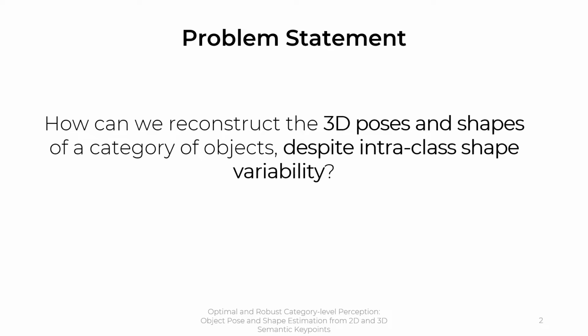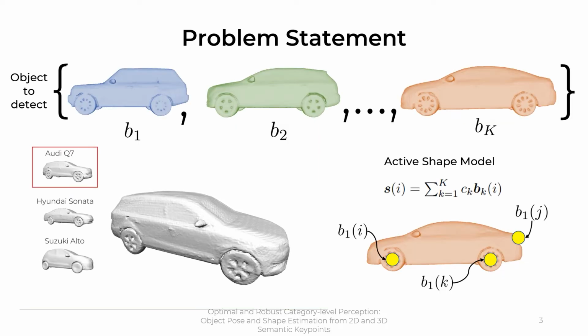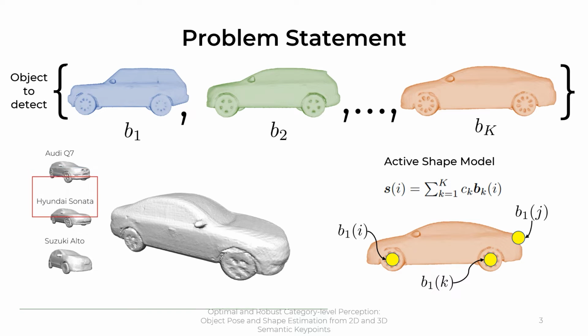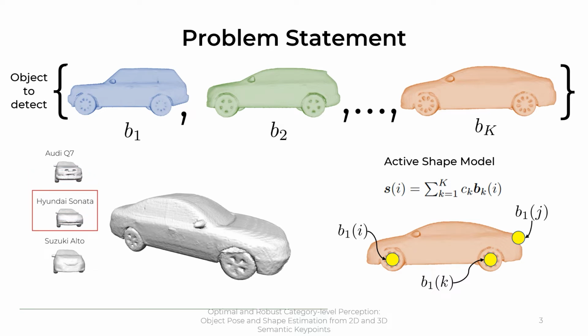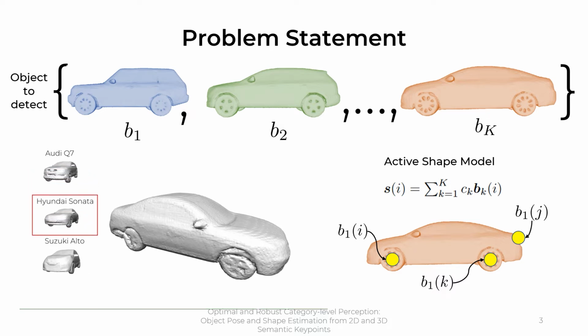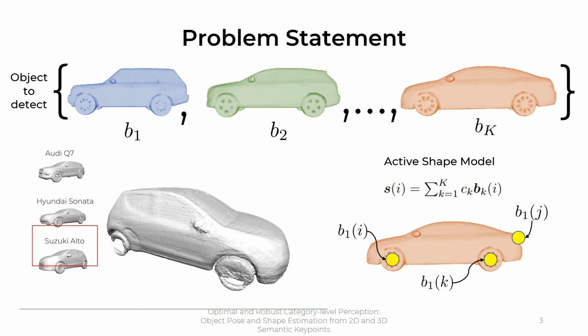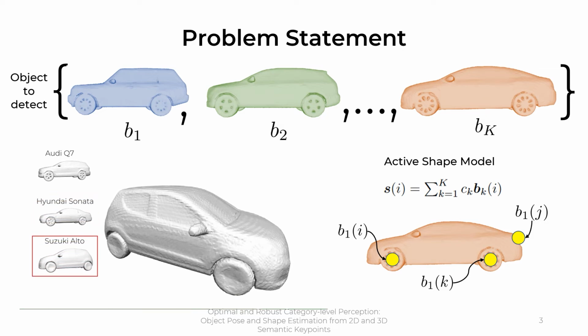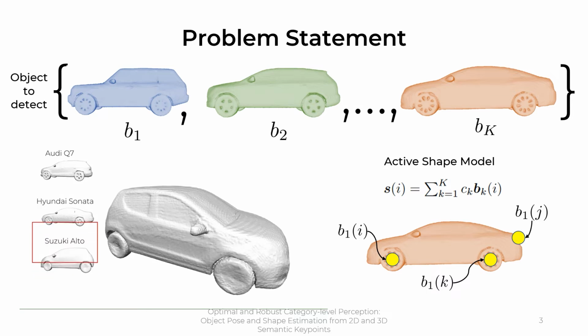In this work, we consider a category-level perception problem. How can we reconstruct the 3D poses and shapes of a category of objects despite intra-class shape variability? More specifically, we employ an active shape model where for an object category we are given potential CAD models describing objects in that category. Each individual shape is then generated from a convex combination of the basis shapes.